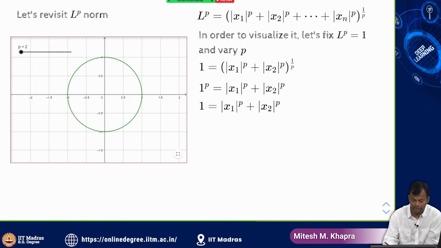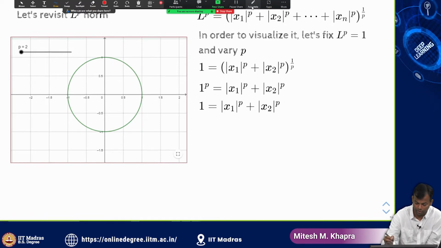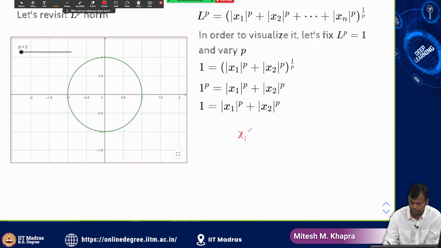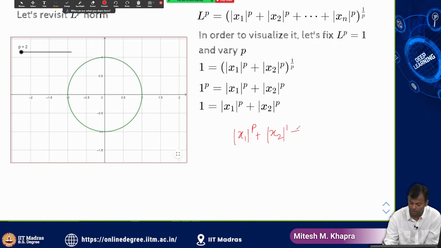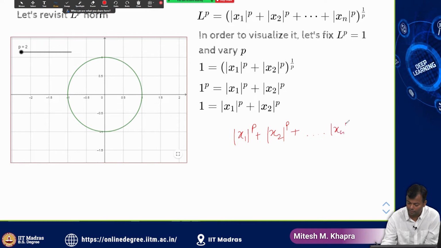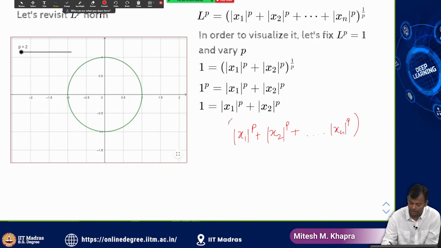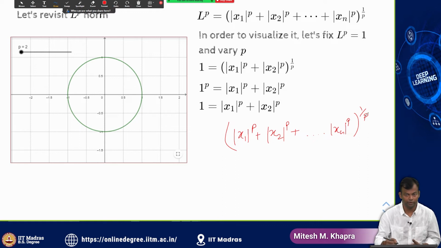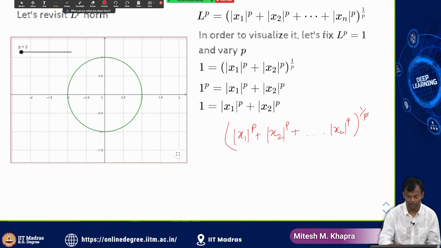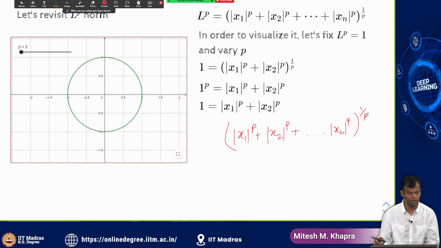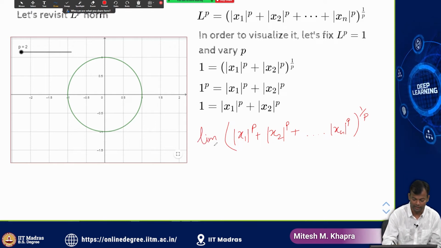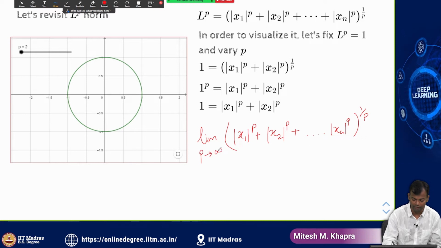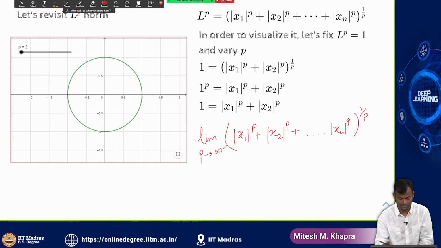So I'm talking about x1 raised to p plus x2 raised to p all the way up to xn raised to p, and then the 1 by pth root of that. And I want to make a case for why this would be equal to the max of the values x1, x2, xn if p tends to infinity. So if I take the limit p tends to infinity, I'll just give you a rough outline of the proof. I'll not do the whole thing. I'll just do the necessary part.